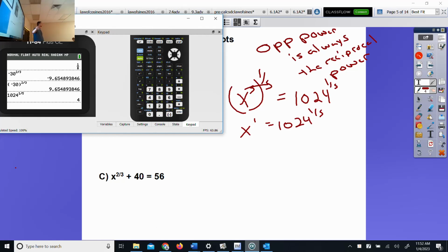Who knows how long it took me to push buttons? It doesn't take that long if you play with the calculator for a while. Four. Something else we need to look at.